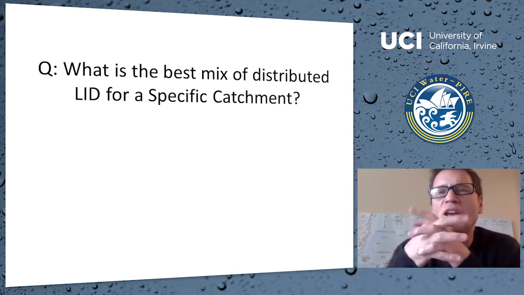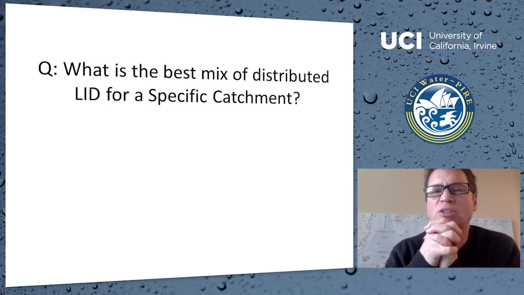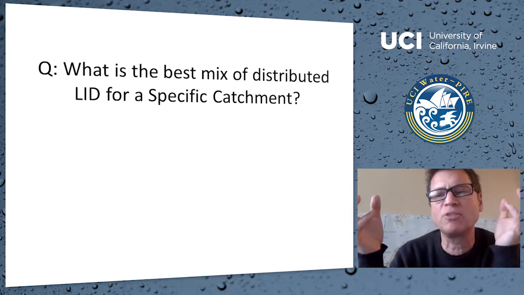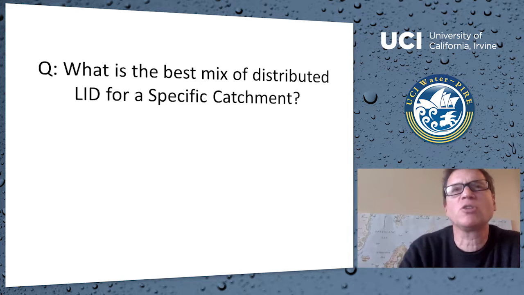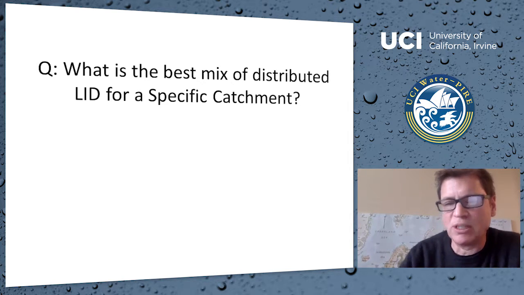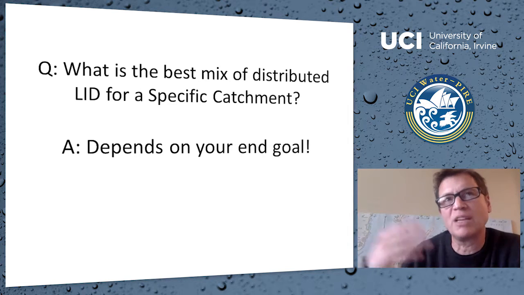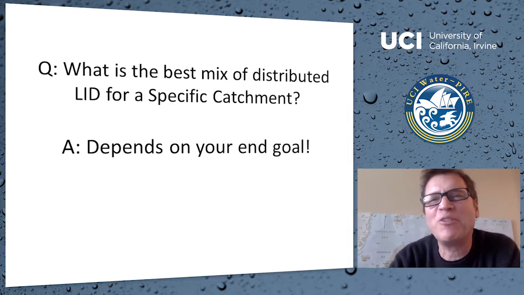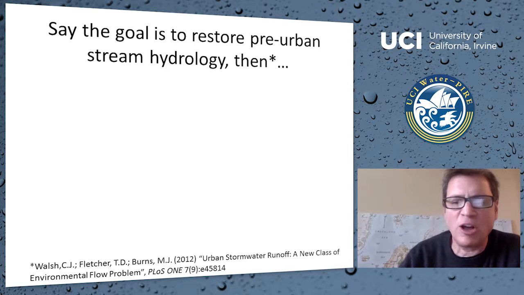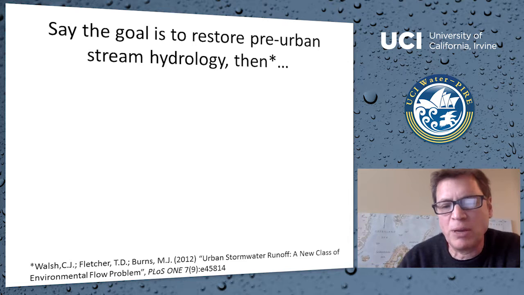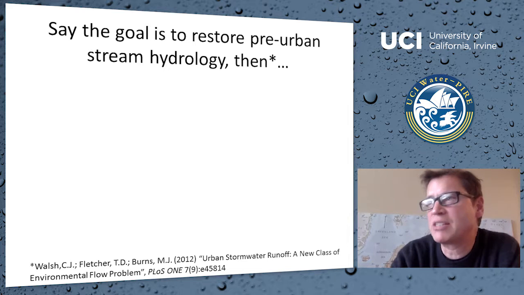If you go to the next slide, the question that I want to get to now is, what is the best mix of distributed LID for a specific catchment? And of course, the answer to that question would depend on what your end goal is. But if you go to the next slide, keep clicking, sorry. If you had as an end goal restoring pre-urban stream hydrology, like they're trying to do, at least partially, in Little Stringybark Creek, then as indicated in this nice Walsh et al. paper that I highly recommend that you have a look at, there's these basic principles, right?